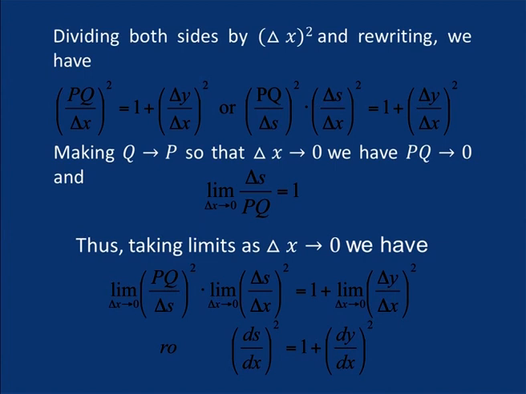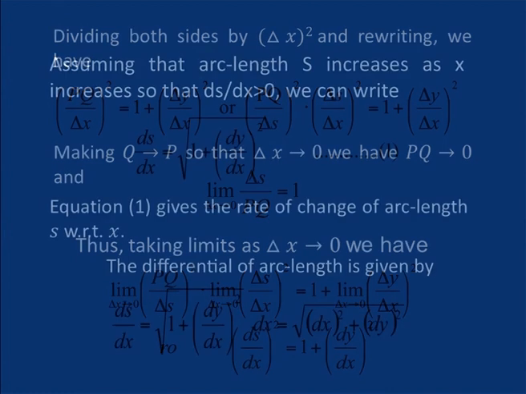and the limit becomes limit del x tends to 0 of del s upon PQ is equal to 1. Thus, taking limit as del x tends to 0, we have limit of (PQ upon del s) whole square multiplied by limit of (del s upon del x) whole square is equal to 1 plus limit of (del y over del x) whole square. It becomes (ds over dx) whole square is equal to 1 plus (dy upon dx) whole square.